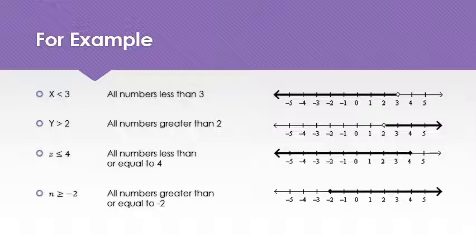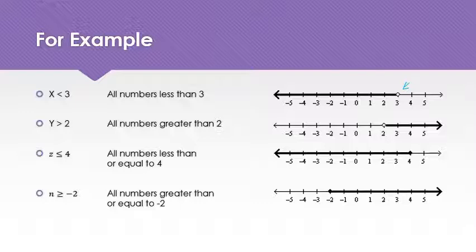Now I want you to notice the symbol that I used when putting it on the number line. I used an open circle here because 3 is not a solution of this. If I put in 3 for x, 3 is not less than 3. It's equal to 3. So that's why I use an open circle, because I'm not including 3 in that.